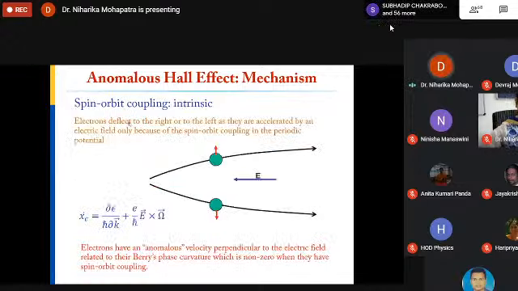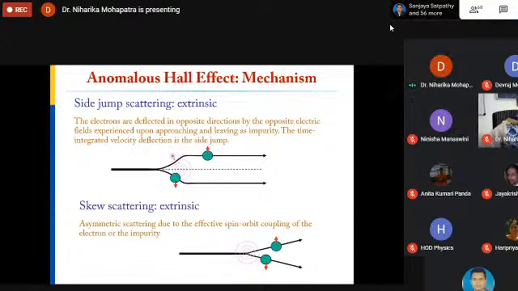Now, the first one is spin-orbit coupling. If there is strong spin-orbit coupling, I will come to this Berry phase case later on. I'm just explaining that if there is spin-orbit coupling, then electrons with different spin will deflect into different directions. So if up spin moves in the upward direction, down spin will move in the downward direction. Now, the other two mechanisms, side jump scattering and skew scattering, you'll see that these two also give you the same result, although the initial condition is different.